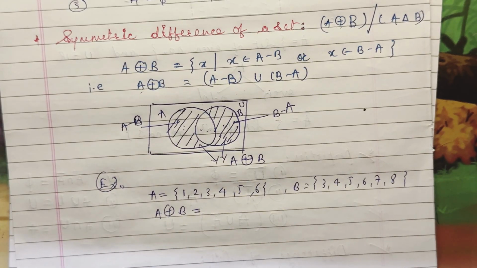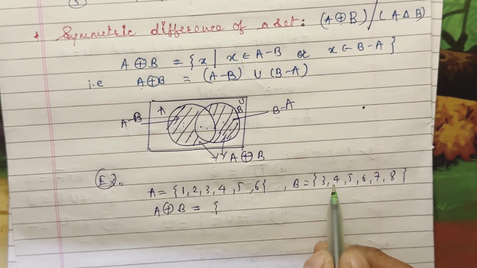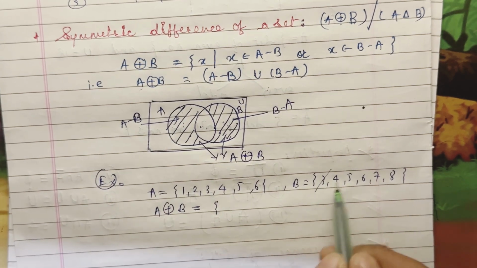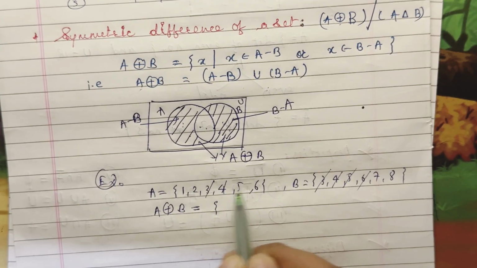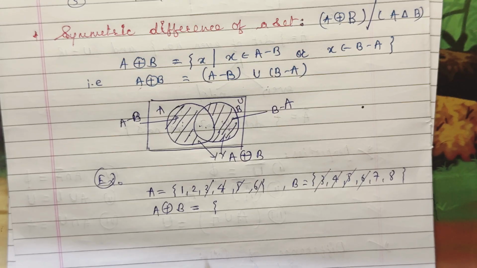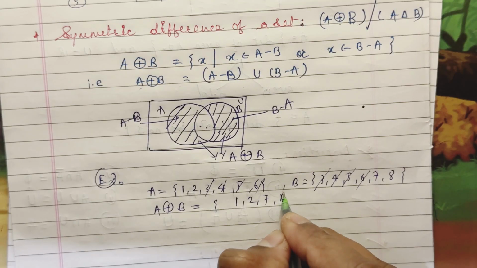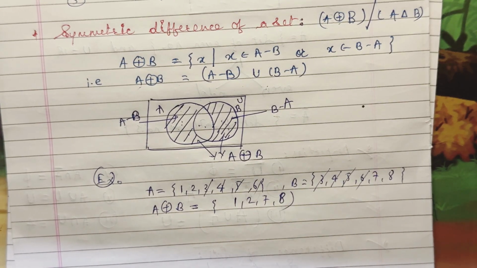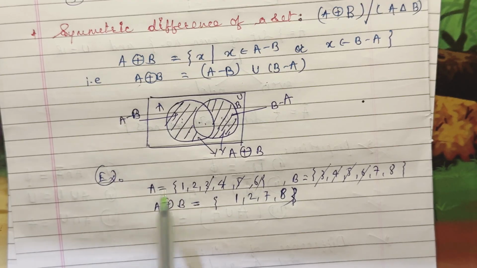Always remember that we have to delete the similar elements between these two sets. So what are the similar ones? 3 is similar, 4 is similar, 5 is similar, 6 is similar. So what remains is 1 2 7 8. This is the symmetric difference of A and B.